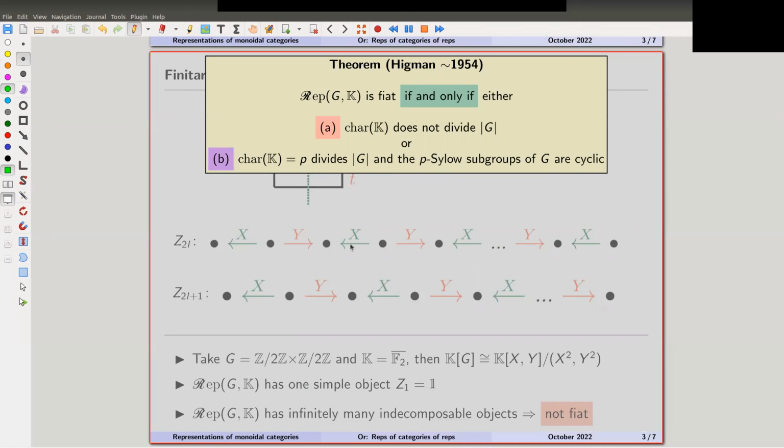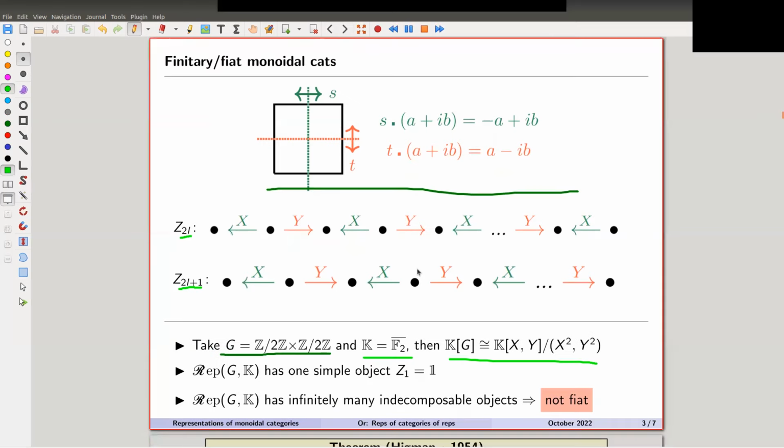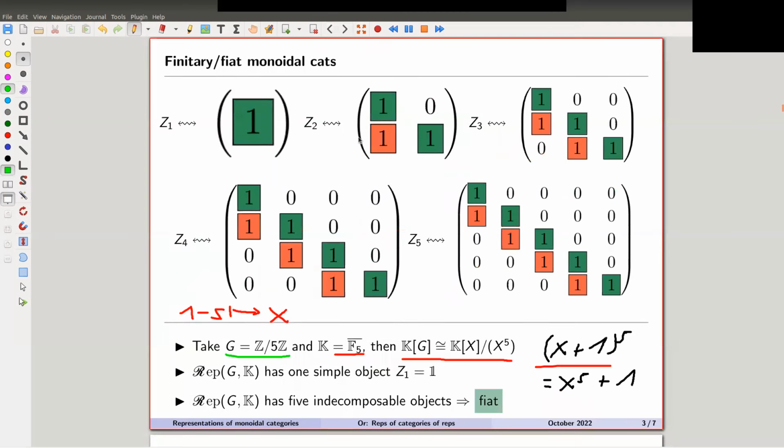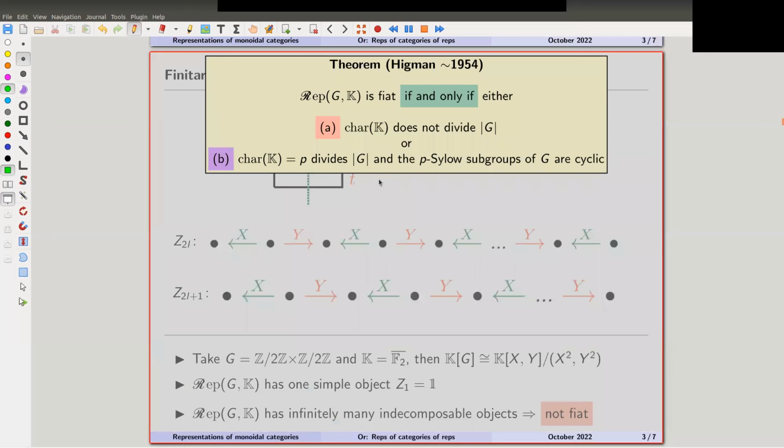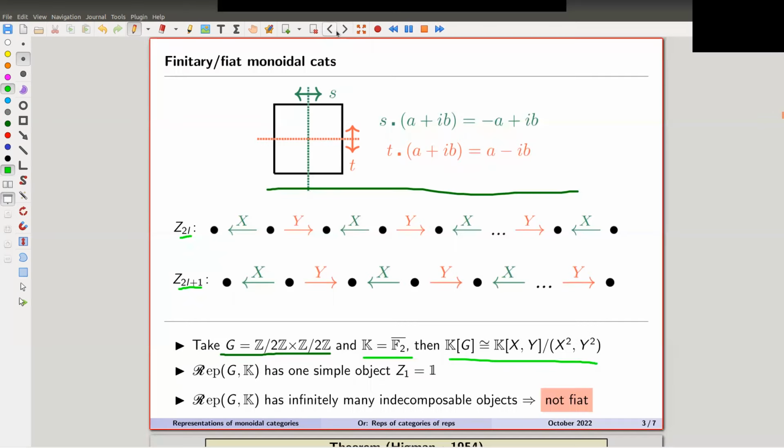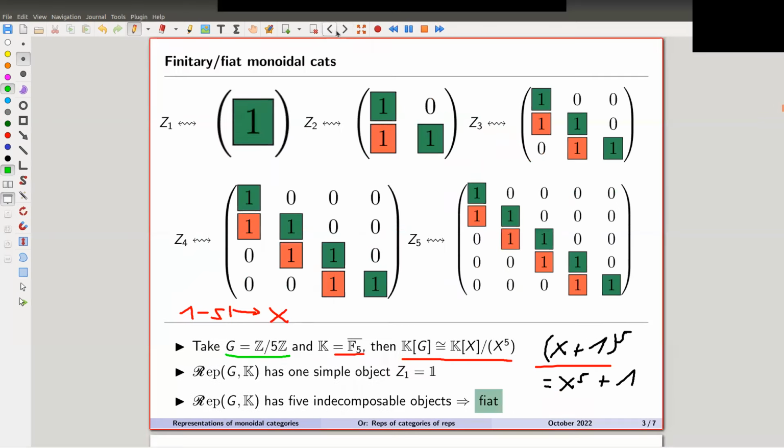So if the characteristic of K does not divide the order of your group, you're fine. That's always good, right? In all of those cases, I decided to go for the different one. So 2 divides the order of my group. Obviously, 5 divides the order of my group. If that doesn't happen, you're always good. And if it happens, you have finitely many indecomposables if and only if, group theoretical property, the p-Sylow subgroups are cyclic. The p-Sylow subgroup of a cyclic group, in this case, is always cyclic.